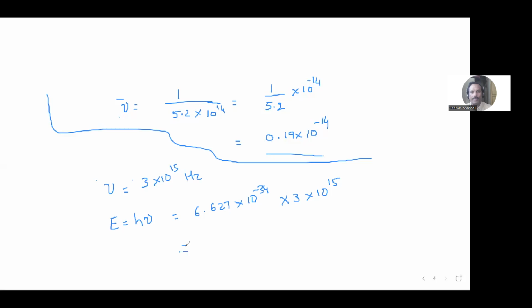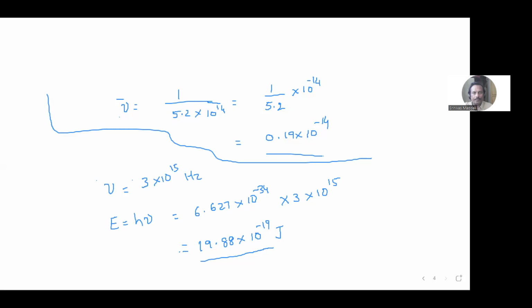So 6.627 into 3. Let us look into the numericals of this. 6.627 into 3 gives you roughly 19.88. So you'll write it as 19.88 multiplied by 10 to the power of minus 34 and 15. That gives you 10 to the power of minus 19. Since energy is measured in joules, you'll write it as 19.88 into 10 to the power of minus 19 joules.